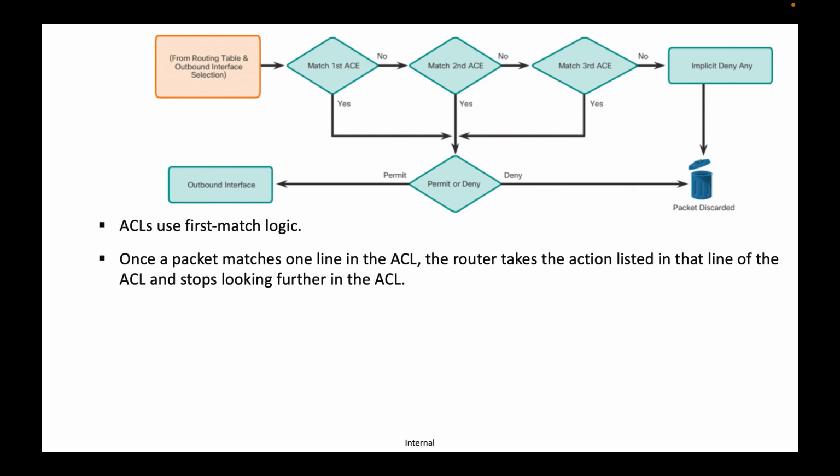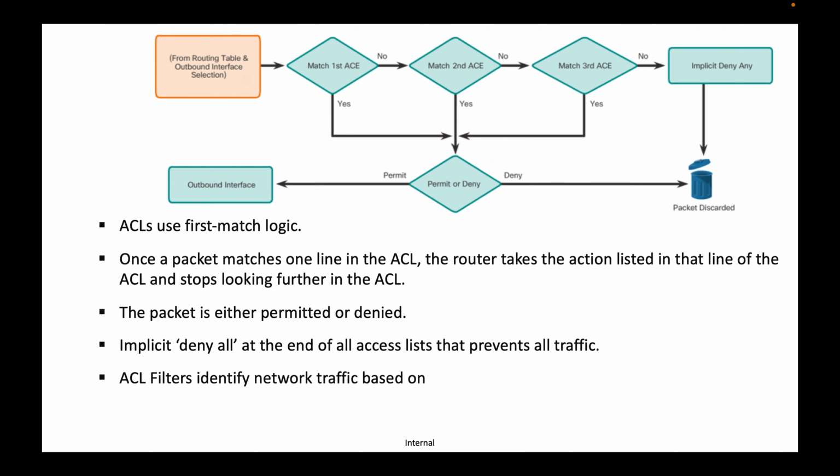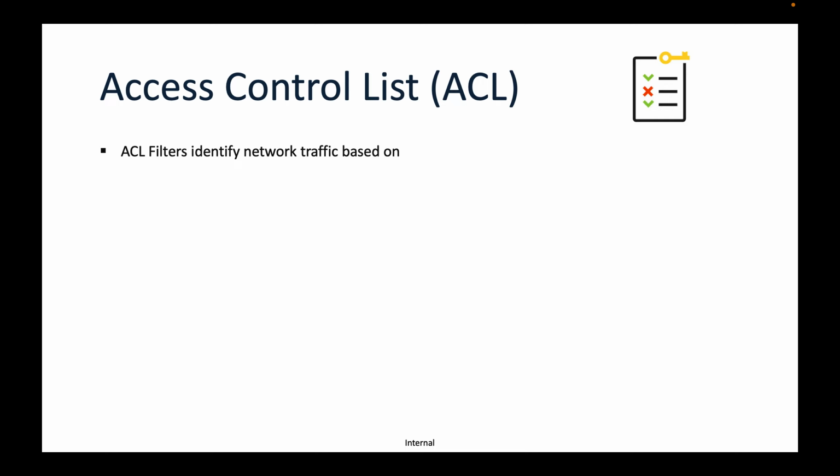So ACL filters identify network traffic based on IP addresses or protocols and ports. For example, let's take an example of an ACL where it denies host 192.168.1.0 any telnet traffic. From that host, if you have any telnet traffic going to any destination, it will drop it.